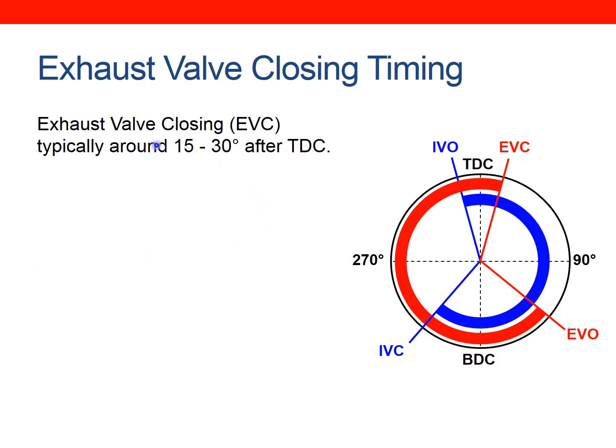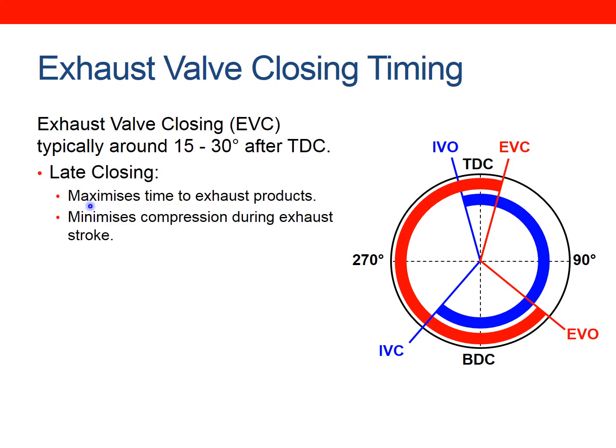Now, for the exhaust valve closing, this typically occurs around 15 to 30 degrees after top dead center, around about here. You'd want to close the exhaust valve as late as possible, because this would maximise the time for the exhaust products to be completely expelled from the cylinder. And by keeping it open as late as possible, it will also minimise the compression of any exhaust gases. And remember that these valves don't open and close instantly, so it's not closing here. This is when it is closed. So the lift is reducing all the time from probably about here. So actually here it's as good as closed, because the flow area is so small in a way.